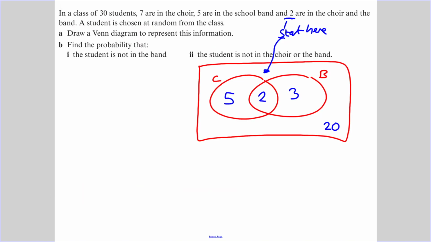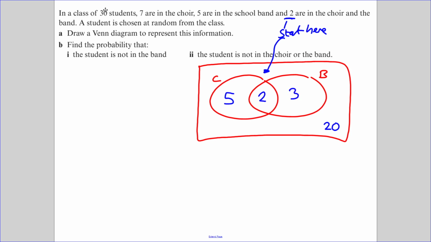To have a quick look at this example, I've already drawn my Venn diagram here. In a class of 30 students, 7 are in the choir. So we can't start with this 7 and put it in the choir box, because the choir circle counts this one and this one together. So we have to start off with our 2 that are in the middle. So 2 are in the choir and the band, so they must be in the middle. These 2 must add up to 7, so that's 5, and these 2 must add up to 5, so this one must be a 3.